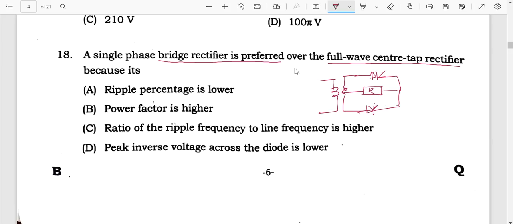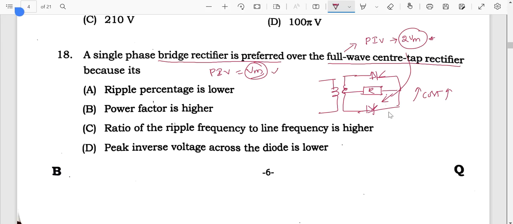A single phase bridge rectifier is preferred over the full wave center tap rectifier because in the case of the full wave center tap rectifier, the peak inverse voltage is 2 into Vm. That much rating has to be sustained by these SCRs, so the cost is going to increase. That is the reason why we prefer the single phase bridge rectifier, where the peak inverse voltage is only Vm. The switching device in the center tapped case should have a peak inverse voltage of 2 Vm, while here Vm is enough. Another option is also correct, power factor is higher, but this one is more preferred. So answer is D for this question here.